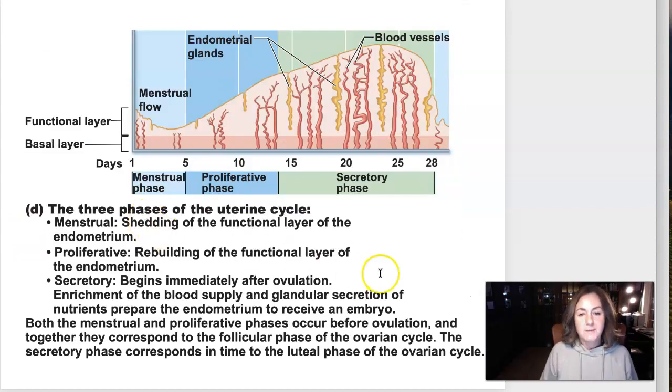Here's a picture of the uterine cycle. So as I said, by definition, the first day of menstrual flow is going to be day 1. So the menstrual phase is going to be the first few days of the cycle, but when that stops, there's high estrogen levels because of the FSH coming from the anterior pituitary causing the proliferative phase. And then the secretory phase is primarily under the influence of progesterone coming from the ovaries.